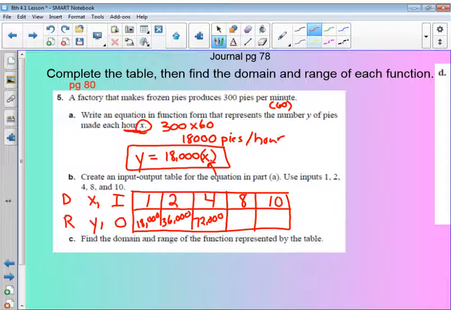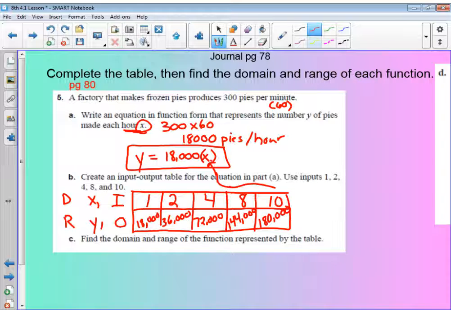And now we'll go ahead and substitute in an 8 up here. So now we're putting an 8 there. 18,000 times 8 is going to give me 144,000 pies in 8 hours. And in 10 hours, if I substitute in now a 10 there, it's going to give us 180,000 pies. So we could make 180,000 pies in 10 hours. Wow, that's a lot of pie.